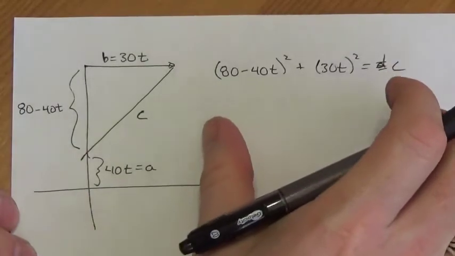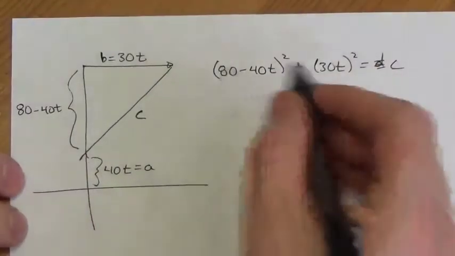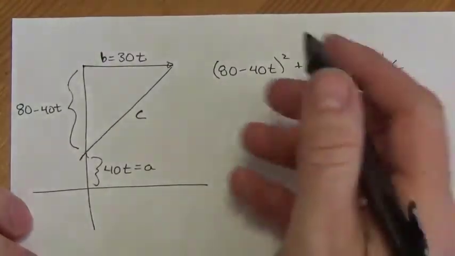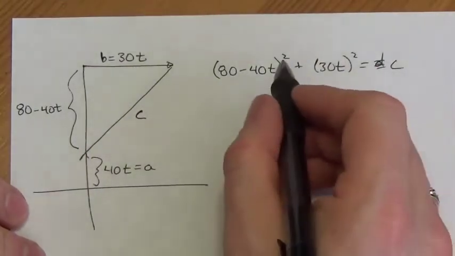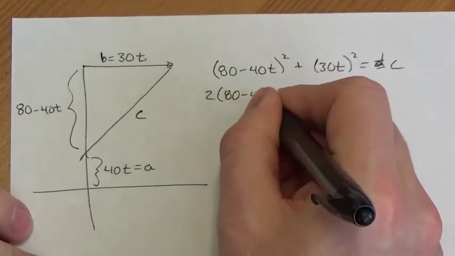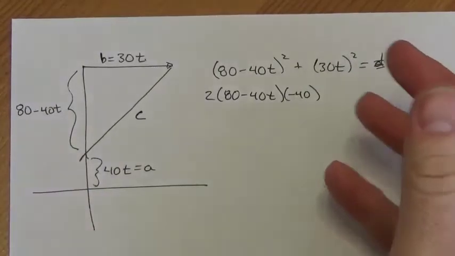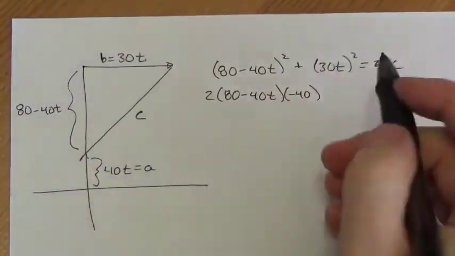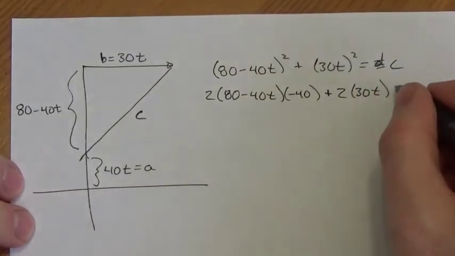Now, in most of the questions that we do with related rates, time is implicit in the problems, but now it's actually explicit. So when I take the derivative, I'm not going to worry about some of those other little issues that we need to concern ourselves with. I'm taking the derivative with respect to time. So this will become 2(80 minus 40t) multiplied by negative 40, and I don't need to worry about the derivative beyond that. Here, this will be plus 2(30t) multiplied by 30.